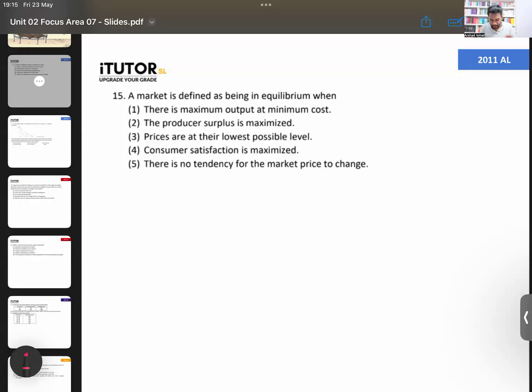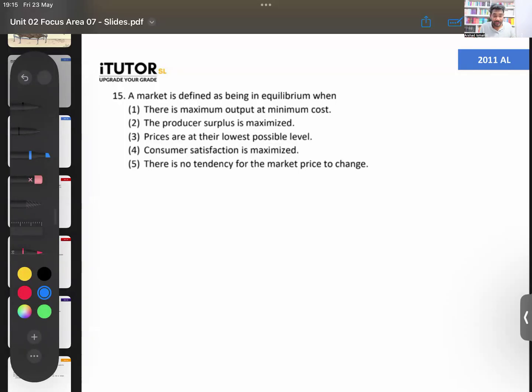Okay. Starting Lama, 2011 A-levels, question number 15. They're asking you, a market is defined as being in equilibrium when? When is a market in equilibrium? When there is a maximum output at minimum cost, when the producer surplus is maximized, when prices are at their lowest possible level, when consumer satisfaction is maximized, when there is no tendency for the market price to change. Which one do you think is market equilibrium, Lamai?